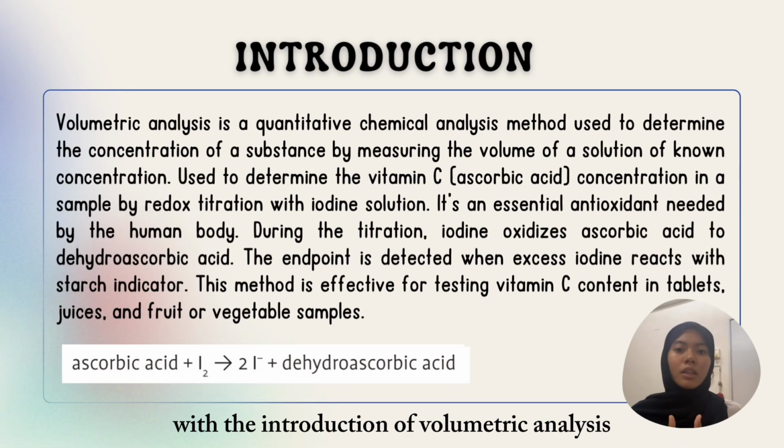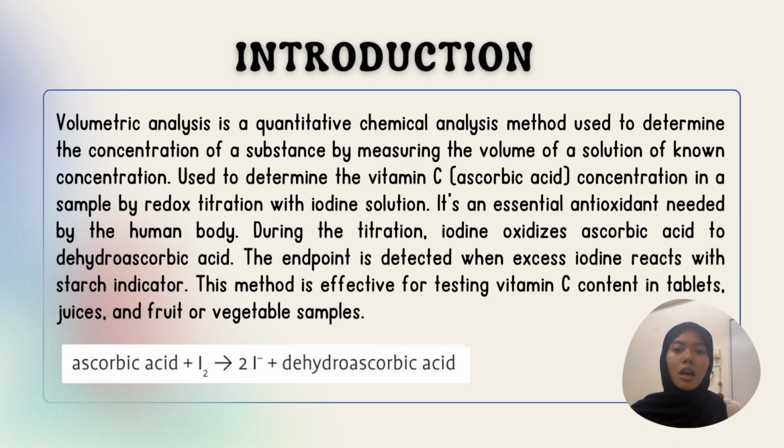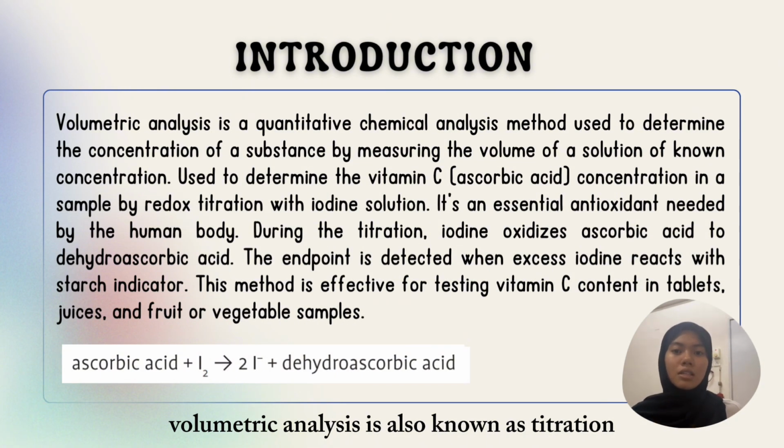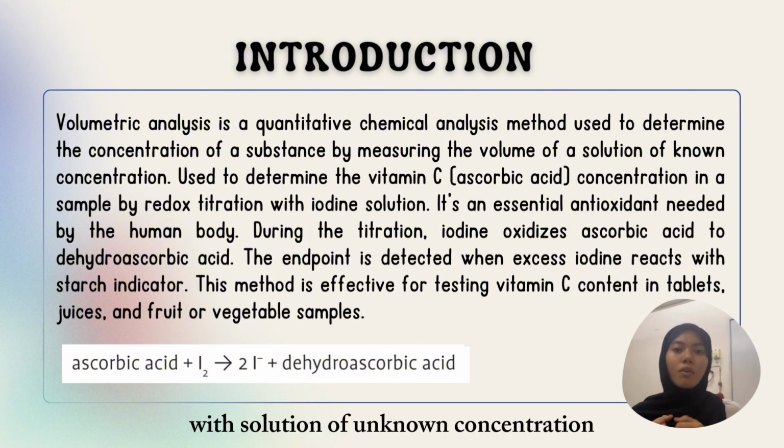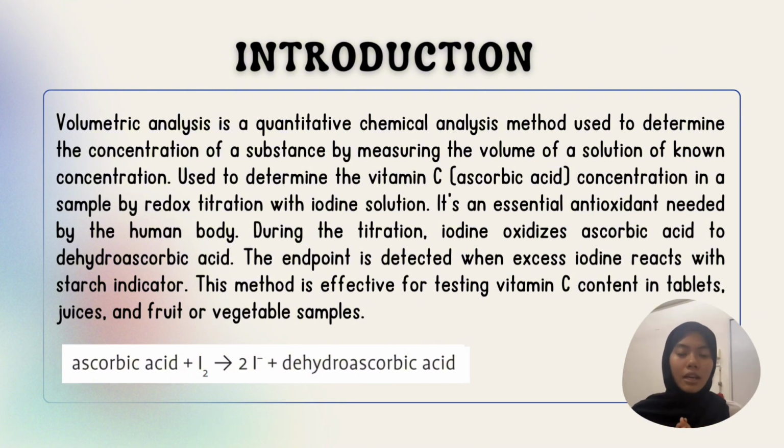Now I will begin with the introduction of volumetric analysis. Volumetric analysis is also known as titration, and it is a quantitative chemical analysis method that is used to determine the concentration of a substance by measuring the volume of a solution of known concentration that needs to react completely with a solution of unknown concentration, which is the analyte.